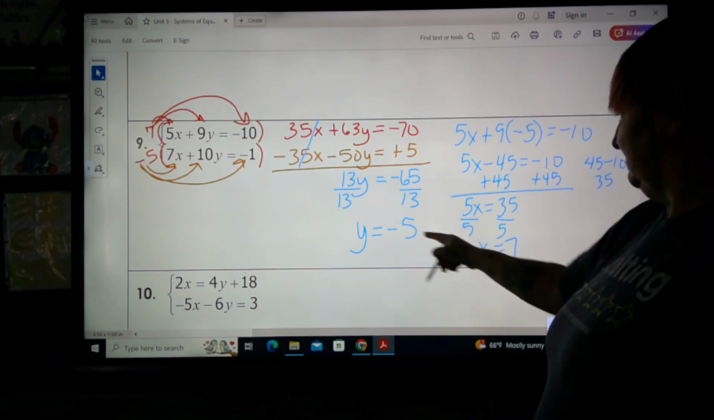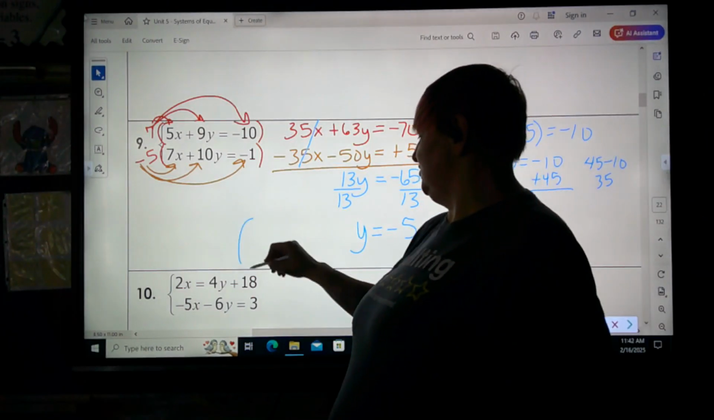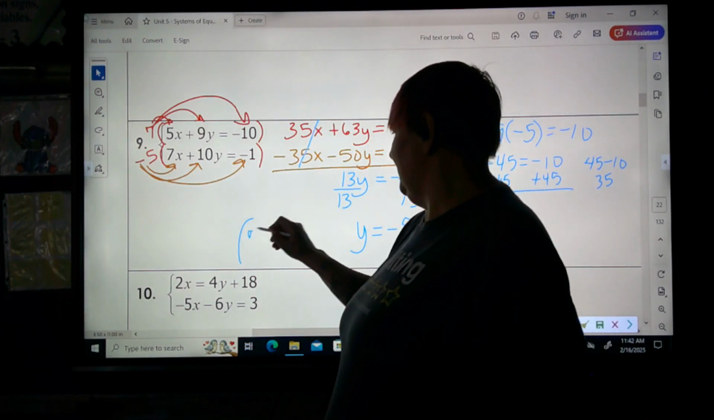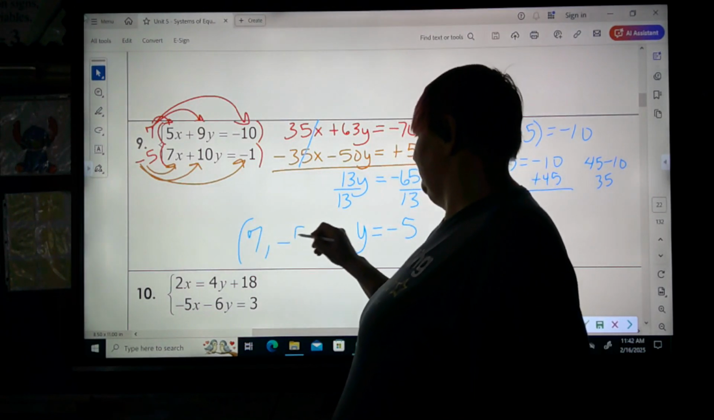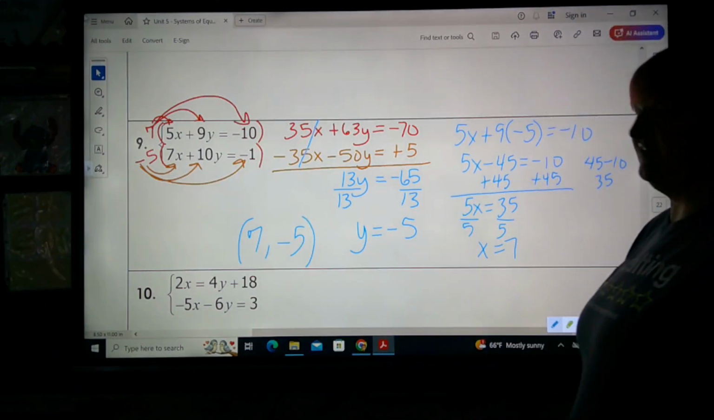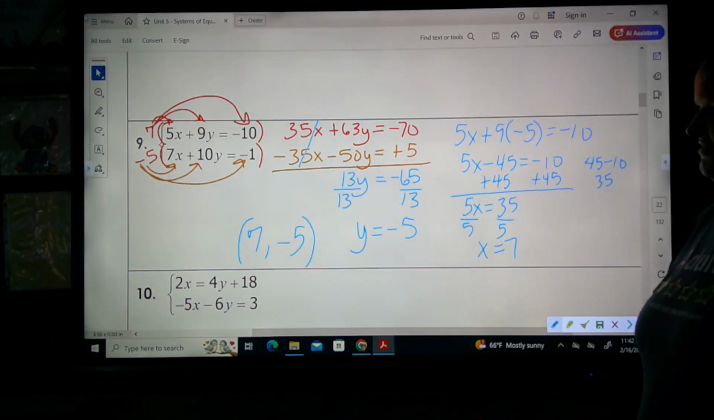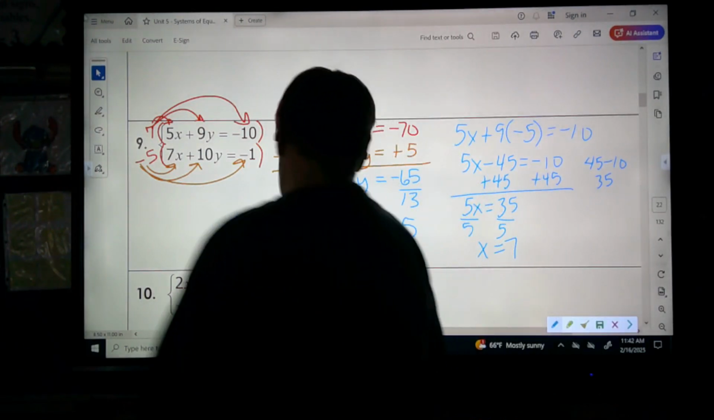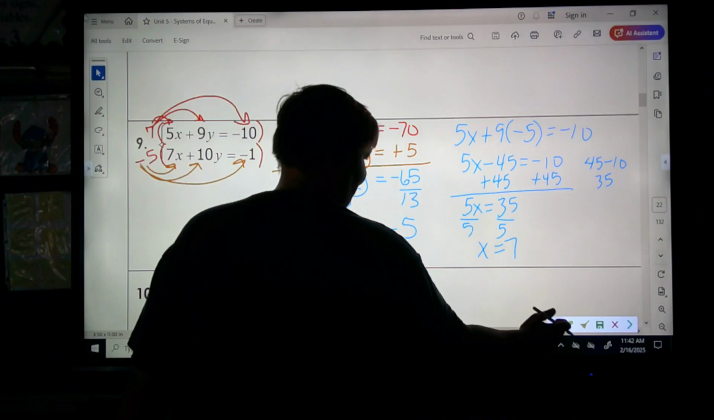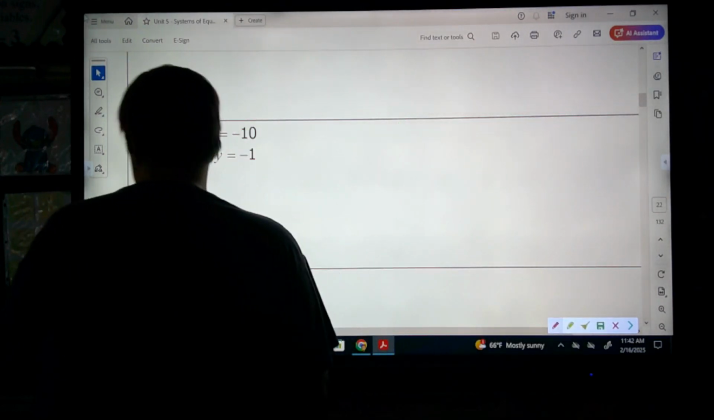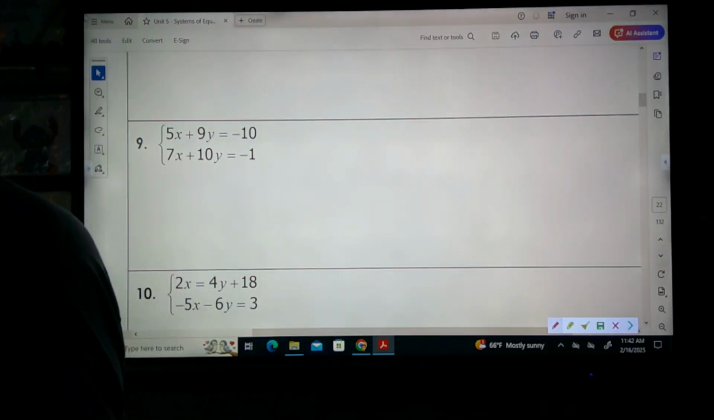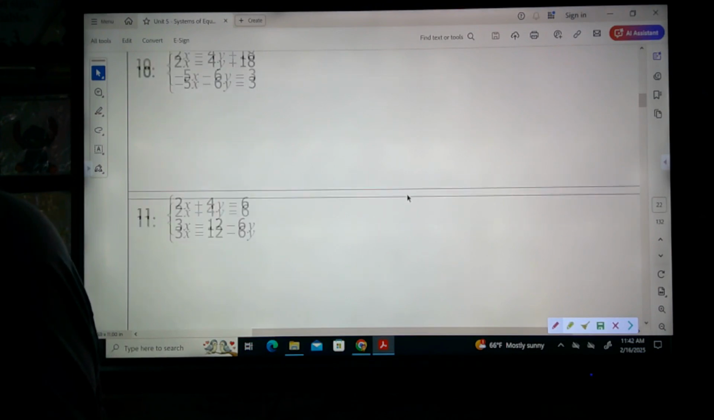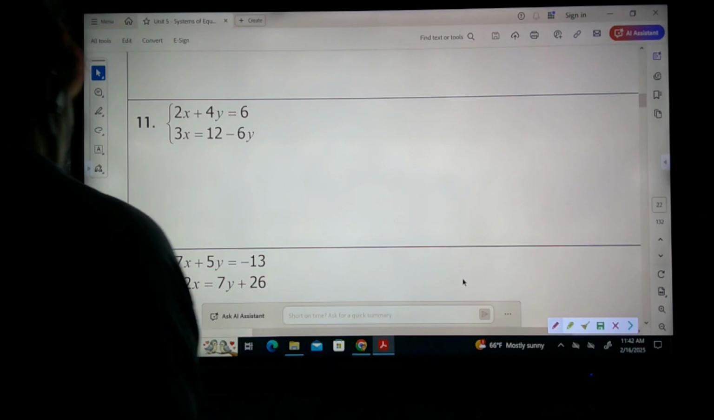So, remember, x comes first in the solution coordinate. The x always comes first. 7, negative 5 is our solution to that system of equations. Alright, last one, and then it's all you. Alright, 11.